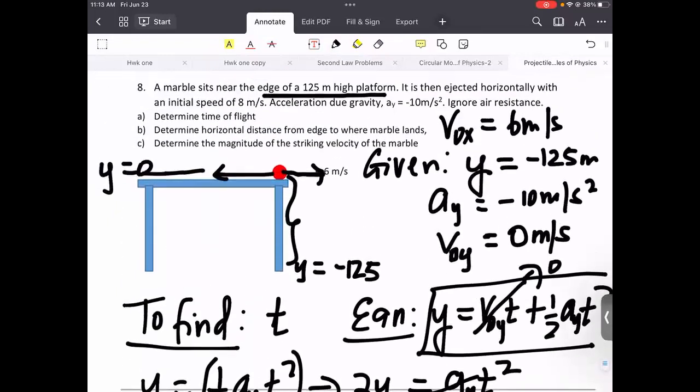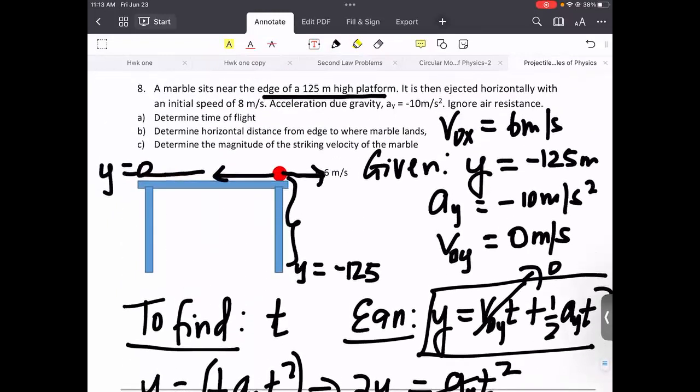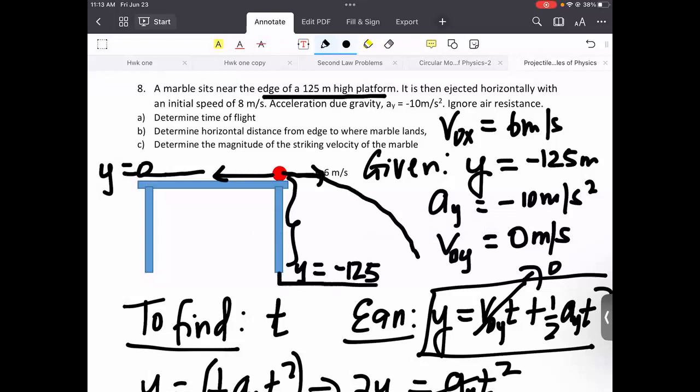Okay, the other one is determine the horizontal distance from the edge to where the marble lands. So we want to find the horizontal distance, all the way there. Okay, so that's the horizontal distance. So let me remove this.